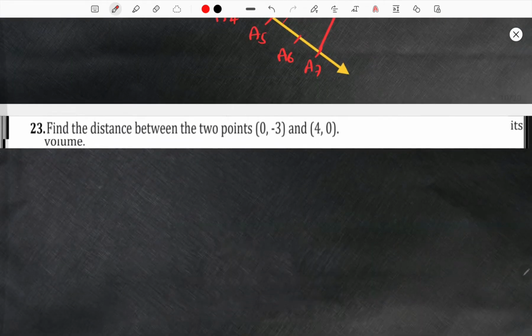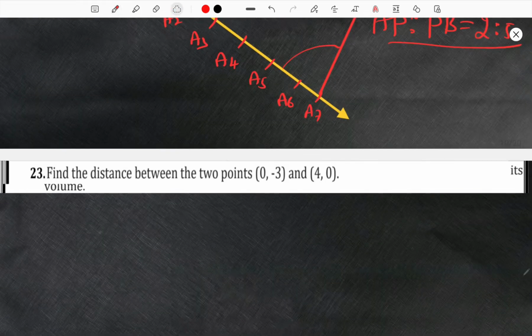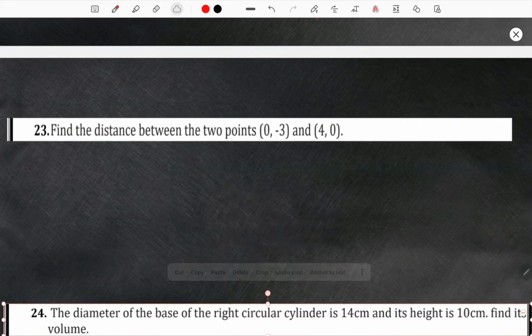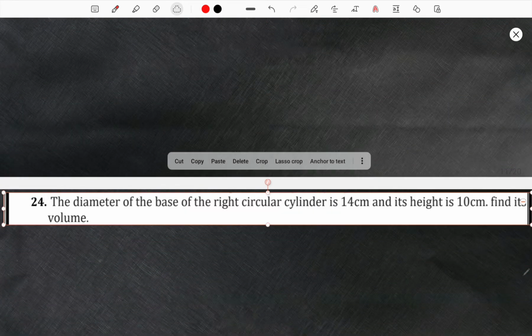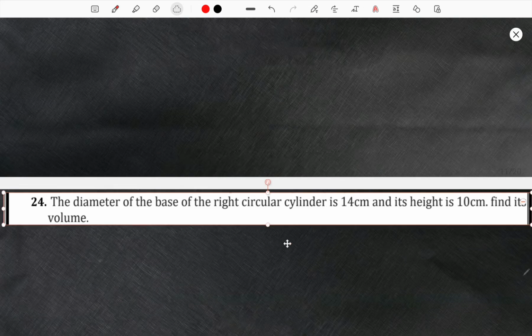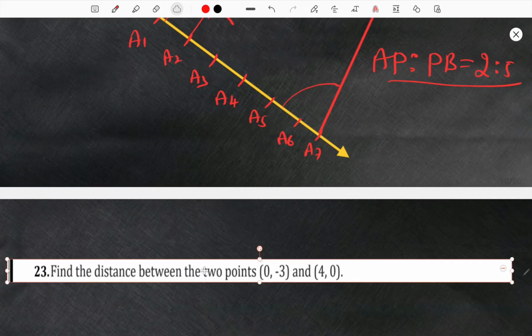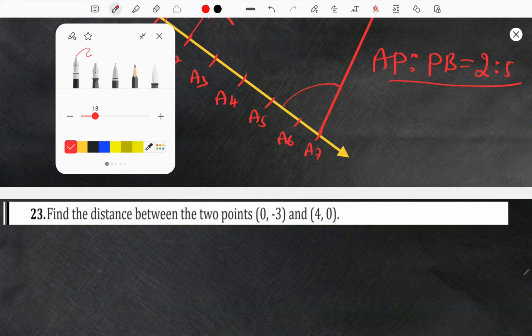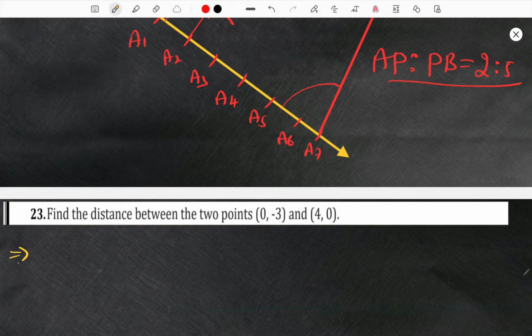Quite a simple thing. Moving forward to the 23rd question. I think the 24th question is also hiding below this, so let us take it below. That 23rd question we can solve, then we can go back to the 24th question. So what is this 23rd question? Find the distance between the 2 points, 0, minus 3 and 4, 0. Very simple question. So how to do it?